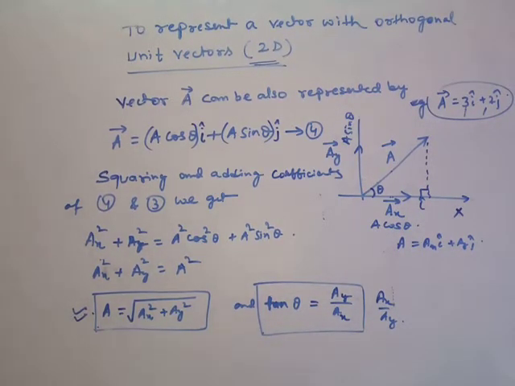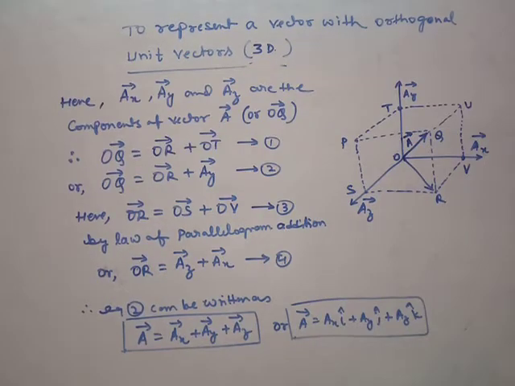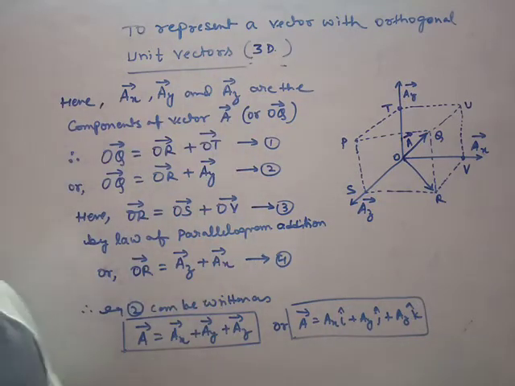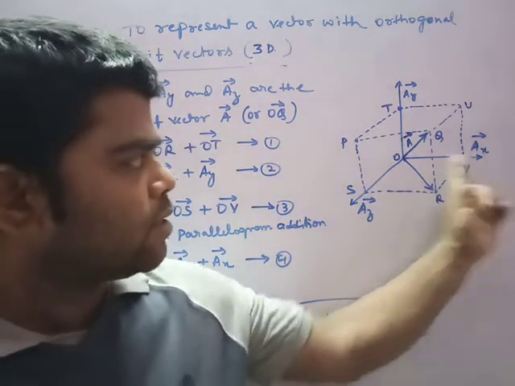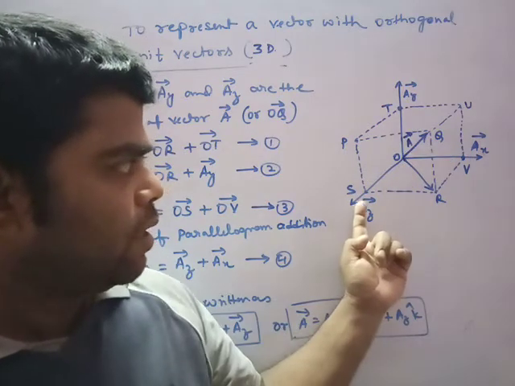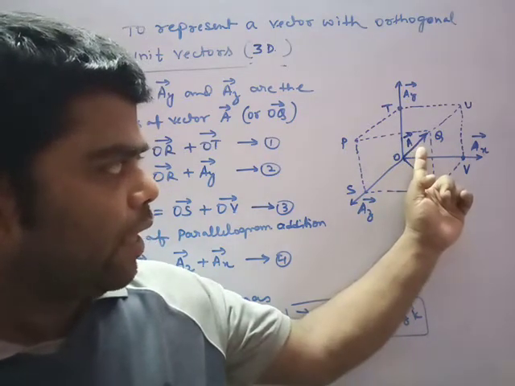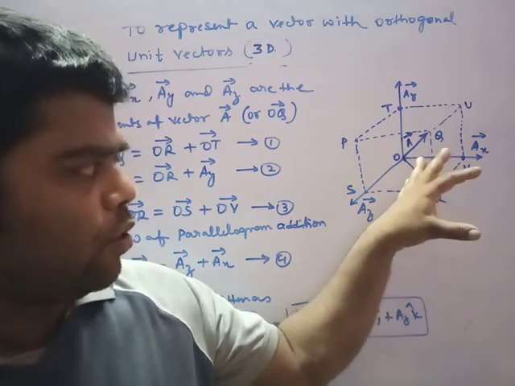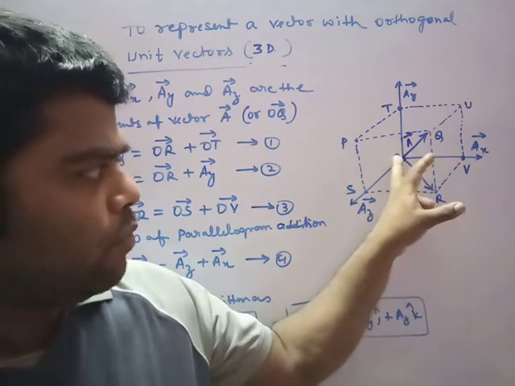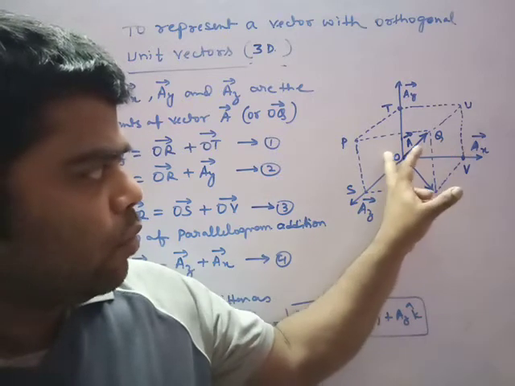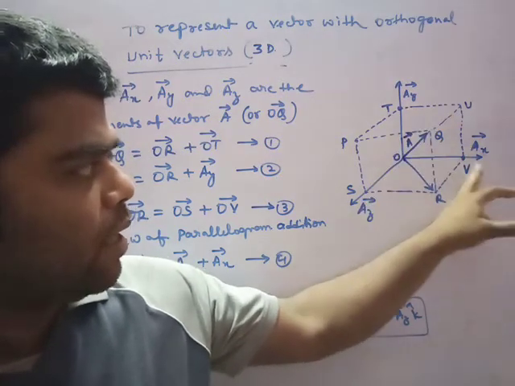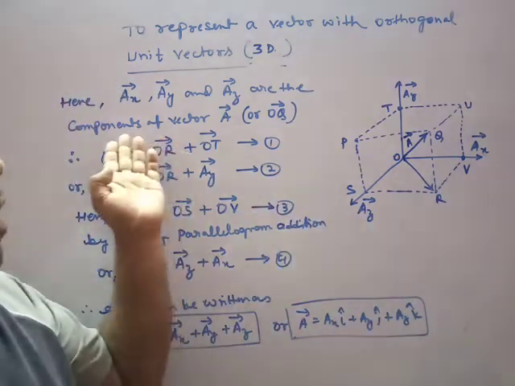Let's see how it is in 3D. Now we are going to represent a vector with the orthogonal unit vectors in 3D. For that, let me take the x-axis, y-axis and z-axis, and this is a vector A, which is a part of the cuboid or cube, OQ. You can see this is a vector A, and its components are AY, AX and AZ, which I have written here.